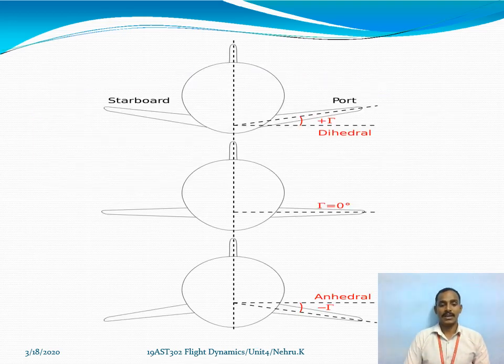From this figure, we have three categories. The first is the lower wing configuration with positive dihedral angle on the port side and the starboard side. The second diagram indicates the dihedral angle is 0 degrees on both the port side and the starboard side. Whereas the third diagram indicates a negative dihedral angle, where the wing from root to tip goes downwards, which is called negative dihedral or the anhedral position of the wing.